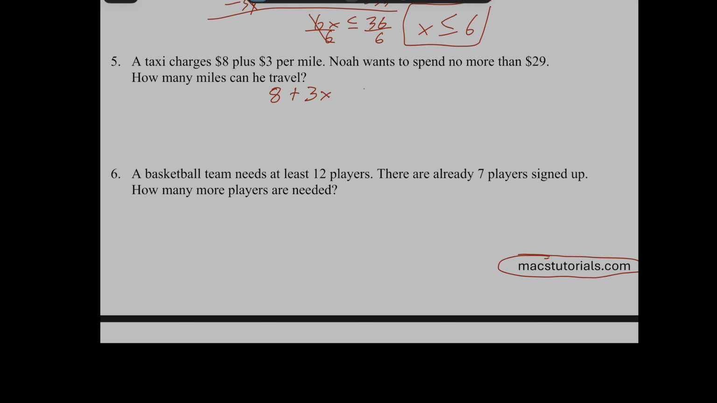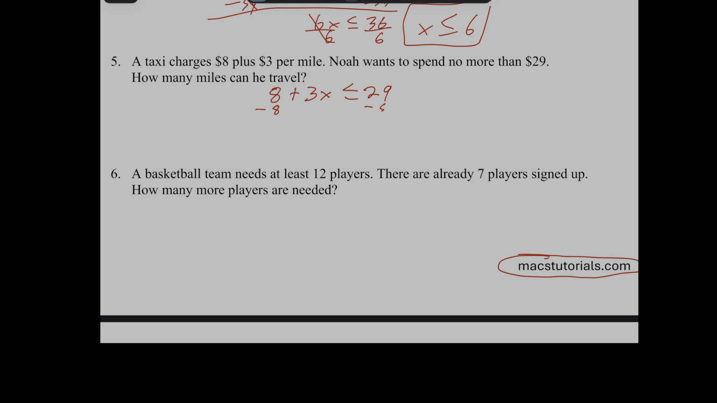Now he's got $29 in his wallet. So no, I can't spend any more than that. So this 8 plus 3x, I need that number to be less than $29. It could also be 29. He's going to run out of money, but it could.